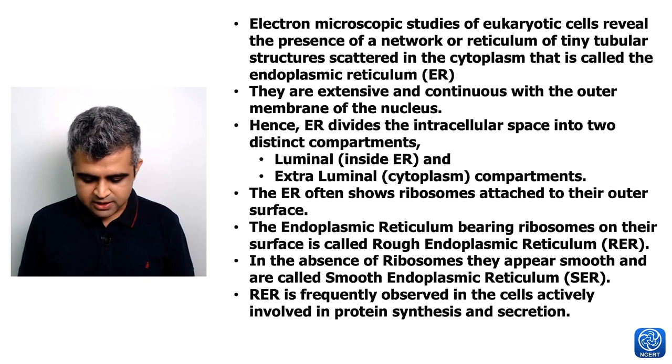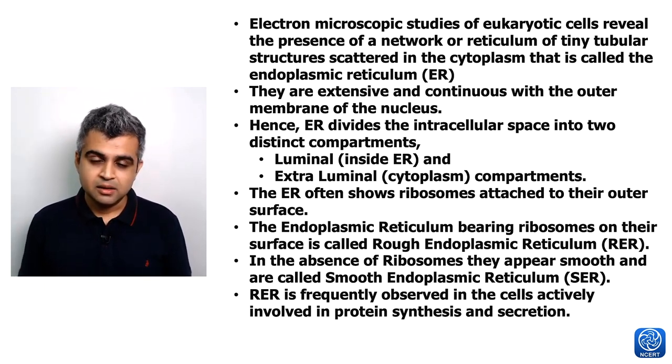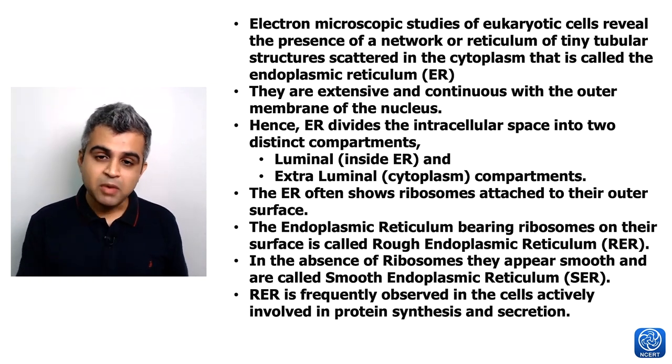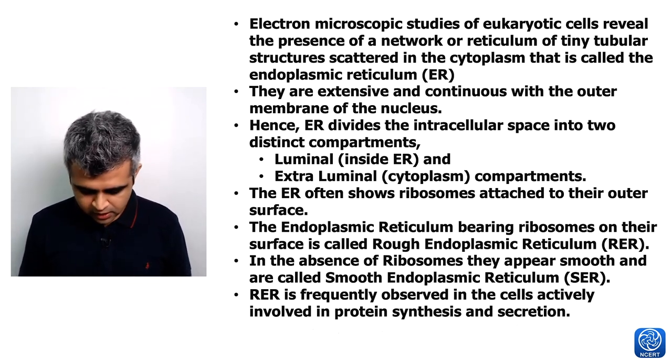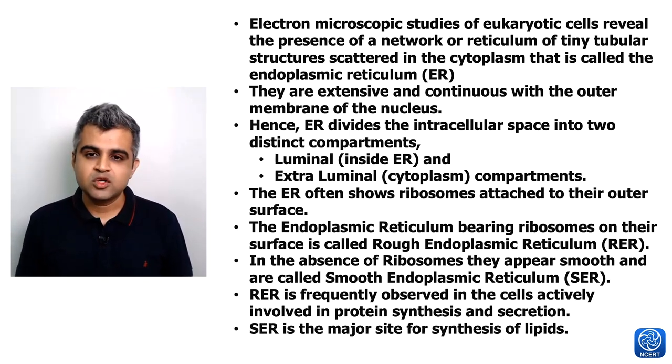Finally, RER is frequently observed in the cells actively involved in protein synthesis and secretion, because RER, rough endoplasmic reticulum, is associated with ribosomes, and ribosomes are the cell organelles which are going to be producing the proteins which are stored in the rough endoplasmic reticulum. Now, one other point I wish to mention here is that ribosomes can be freely floating in the cytoplasm, or they can be attached to the endoplasmic reticulum. So only when ribosomes are attached to the endoplasmic reticulum is the endoplasmic reticulum called RER, but it is not necessary that ribosomes will always be attached to the endoplasmic reticulum. Ribosomes may be attached, ribosomes may not be attached. When they are attached, then it is called the rough endoplasmic reticulum. And finally, the SER, smooth endoplasmic reticulum, is the major site for synthesis of lipids. So this is what the NCERT had to say about endoplasmic reticulum.